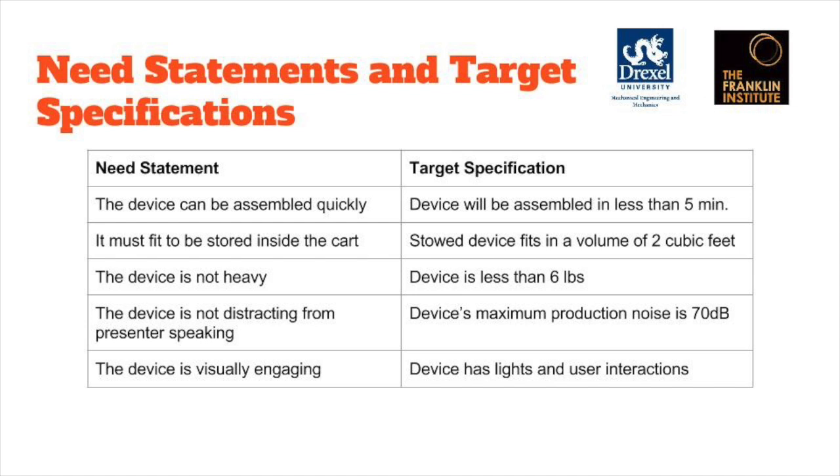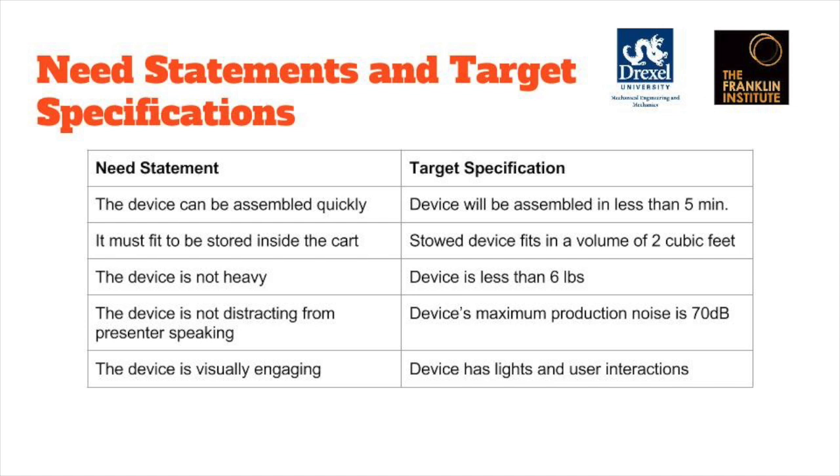5 minutes. The next need statement is that it must fit to be stored inside the cart. This is important because this object might need to be transported around the Franklin Institute, so it needs to fit inside the cart that it can be transported by. The stowed device has to be within the volume of 2 cubic feet in order to fit in this cart. The next need statement is that the device is not heavy. This is also important for transportation and for setting up for the presenter. We are trying to make the device less than 6 pounds.